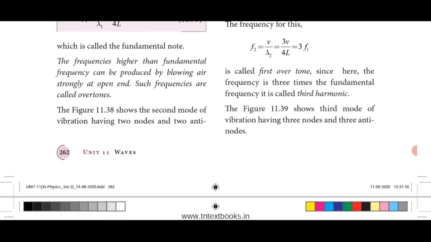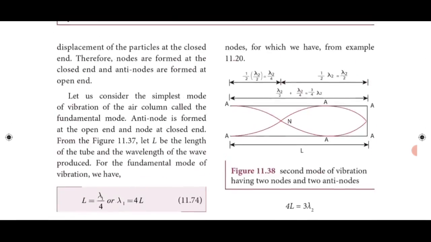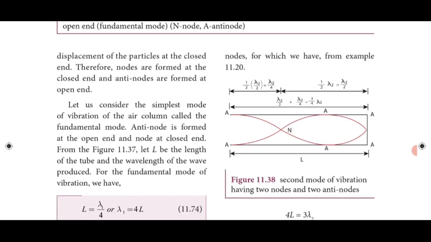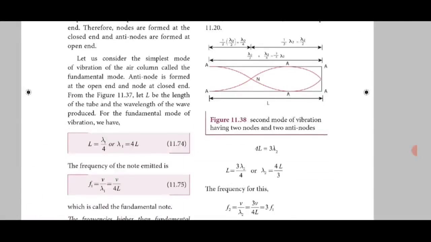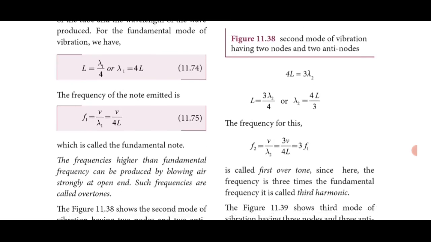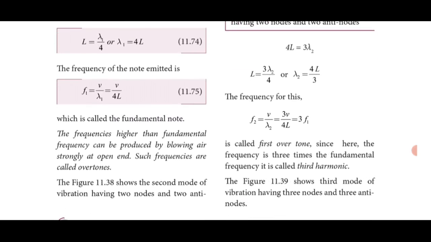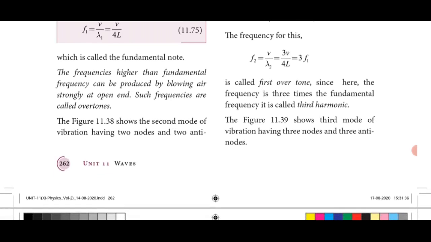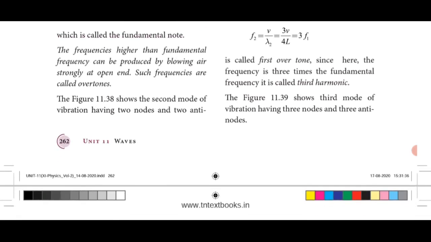Okay. The second mode of vibration has two nodes and two antinodes, and that is also given here, how it looks. So L is equal to 3 lambda 2 by 4, that is lambda 2 is equal to 4L by 3. So the frequency nu is equal to V by lambda 2, that is 3V by 4L. So it is the first overtone, and the frequency is 3 times the fundamental frequency, that is the third harmonic.